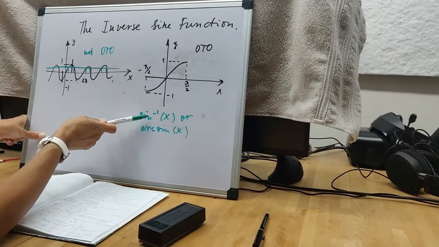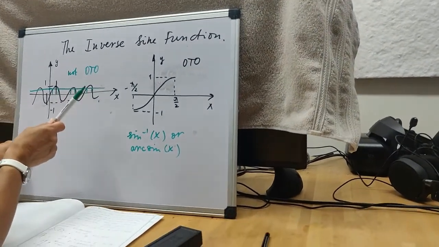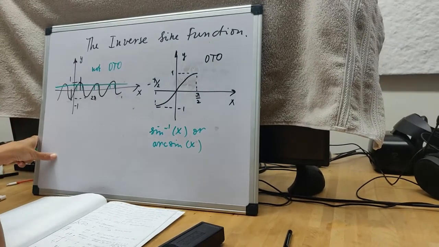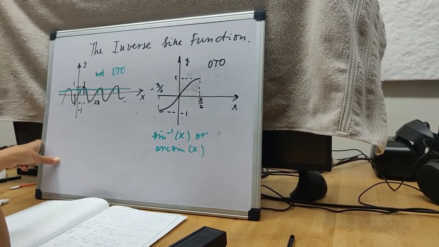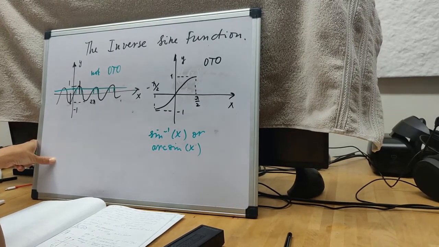People use both names equally, because sometimes this minus 1 looks like the power of negative 1, and people don't want to get confused, so they write arc sine, giving a different name to the function. Sometimes, like exponential and logarithmic functions are inverses, but they don't have the same name.